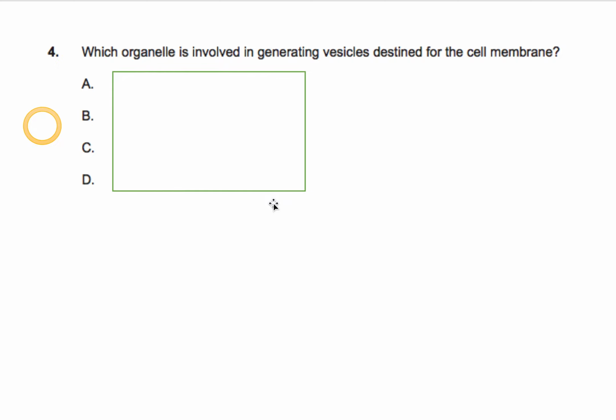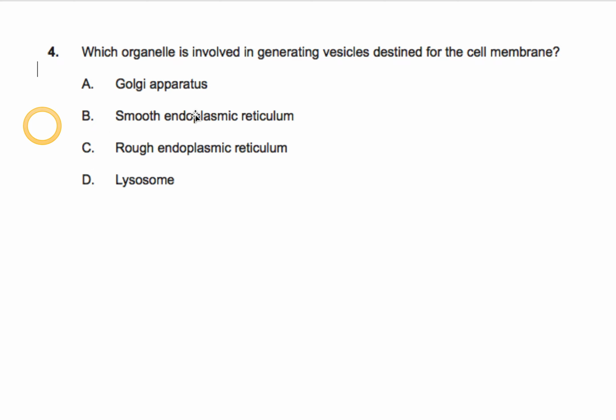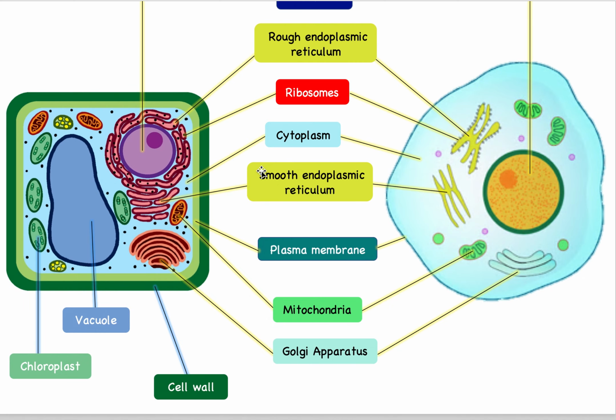So here we go, last one. Which organelle is involved in generating vesicles destined for the cell membrane? Okay, let's go take a look. So here we have, we'll use the plant cell because it's clearer.